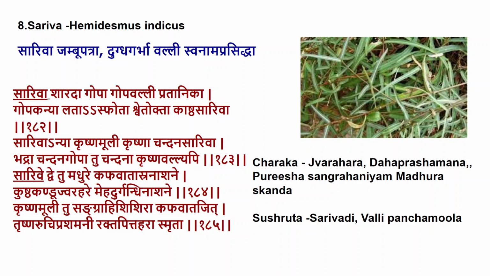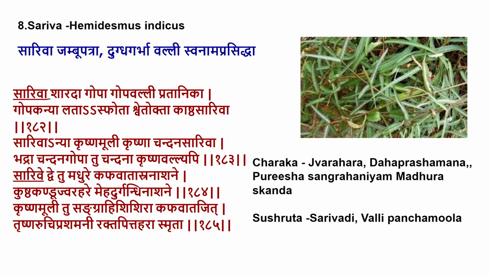Sariva is Hemidesmus indicus. Sariva, Jambupatra, Dugdhagarbhi, Valli, Swanama Prasiddha. This is what Dhallana says about the other names. Now, the Nighantu resources: Sariva, Sharada, Gopa, Gopavalli, Pratanika, Gopakanya, Lata, Aspota, Shvetokta, Kasta Sariva. These are the synonyms of Sariva. Now, again, Dhanvantari Nighantu mentions two varieties of Sariva. Sariva, Anya Krishnamuli, Krishna Chandana Sariva, Bhadra Chandana, Gopato Chandana, Krishnavalyabi.